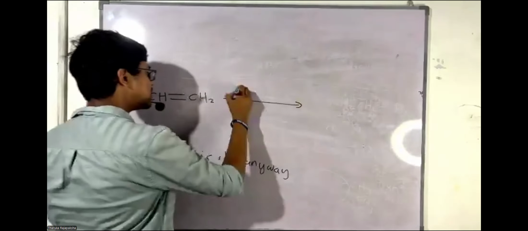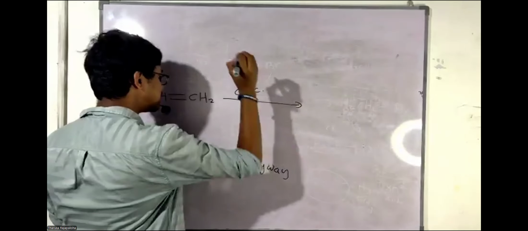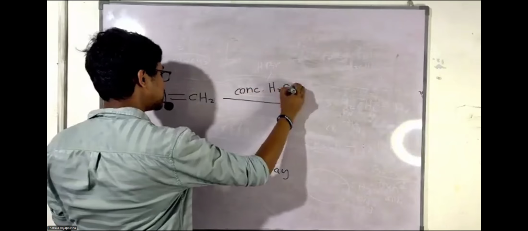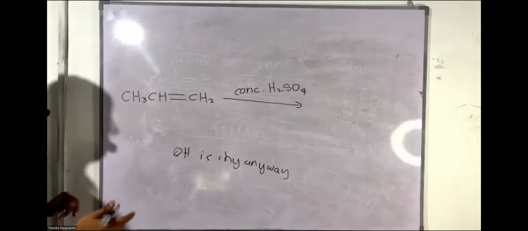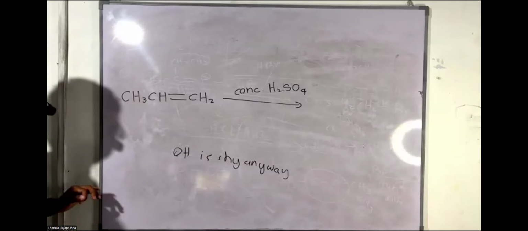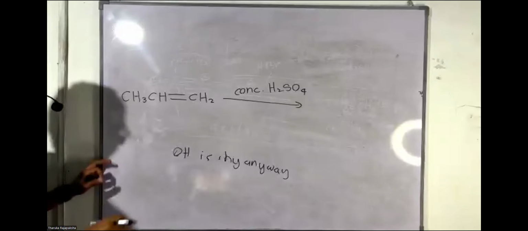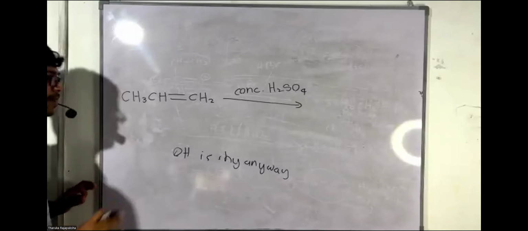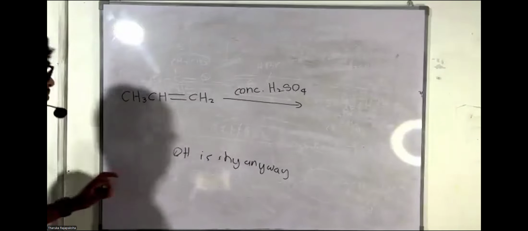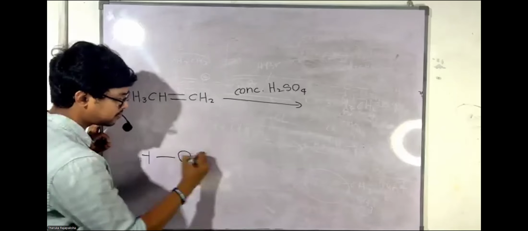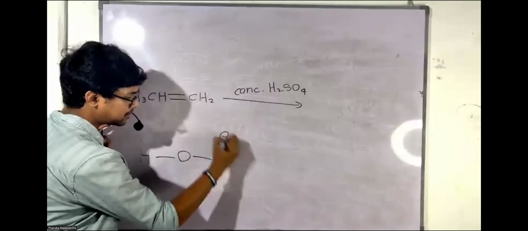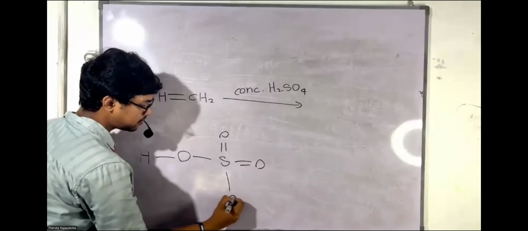You're first of all adding concentrated H2SO4. So you write conc H2SO4. This is how you write the reaction. So when you add conc H2SO4 into this without adding water, you're going to get a weird compound. Trust me, you will understand this. So the H2SO4 molecule I can draw like this. This is the H2SO4 molecule.